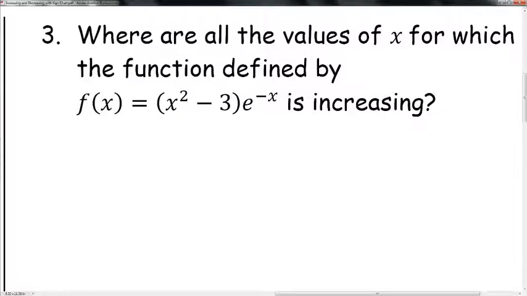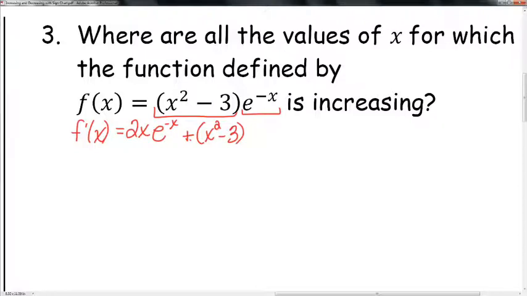Alright, number 3, find all the values where the function defined by f of x equals the quantity x squared minus 3 times e to the negative x is increasing. So let's go ahead and take our derivative. We have to use the product rule because I have a quadratic times an exponential. So derivative of the first is 2x times the second, added to the first times the derivative of the second. Make sure you take the derivative of your exponent.